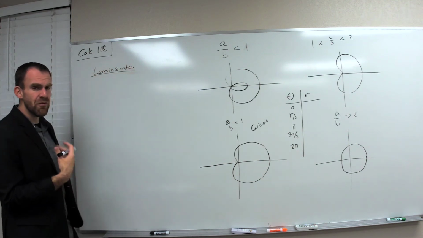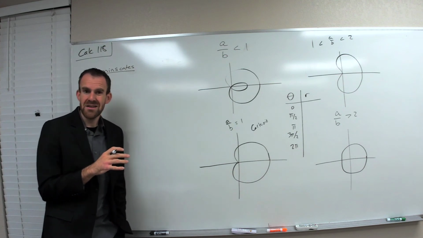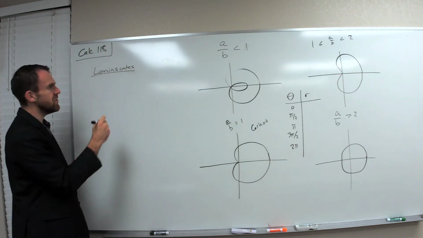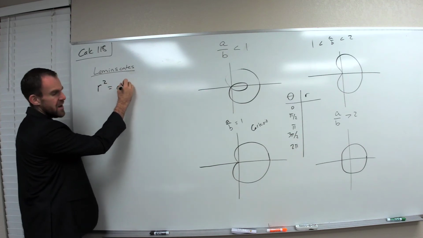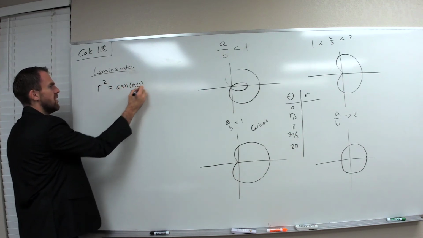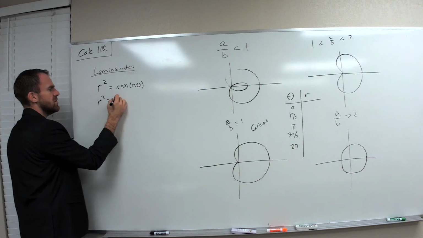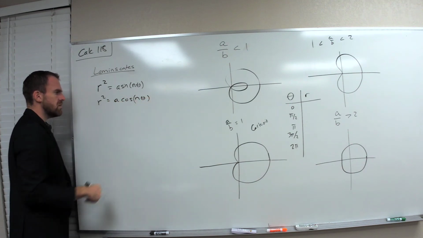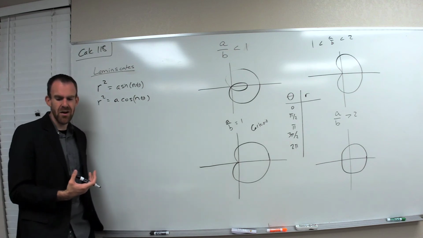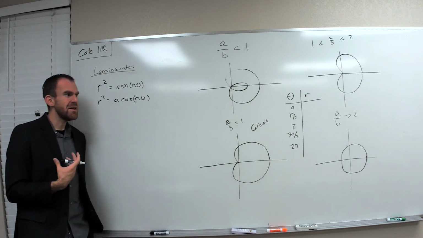These are a different form of these graphs. Again, we start with the basic rose curve, but in this case, we have r squared equals a sine of n theta, or r squared equals a cosine of n theta. So, what does this mean for us? Well, it means a couple of things.